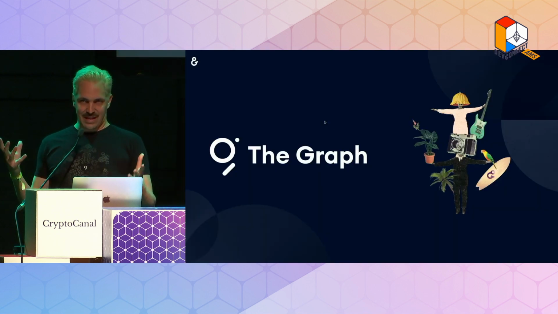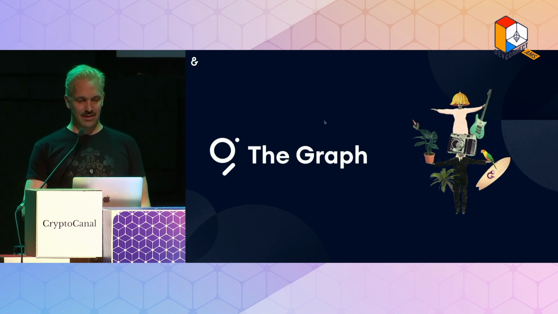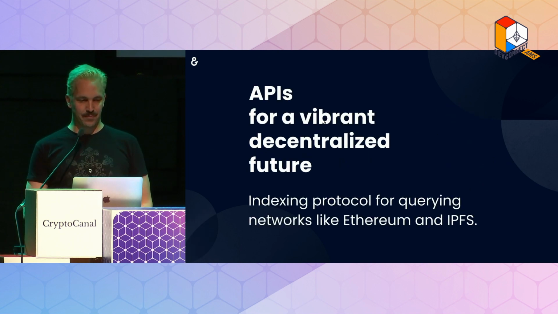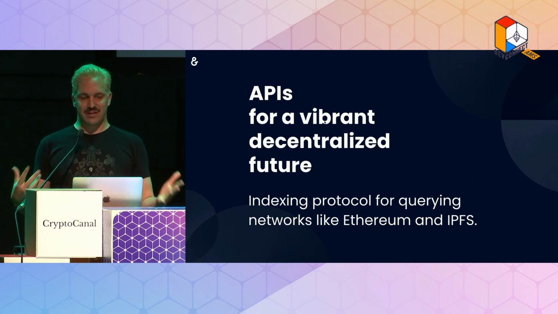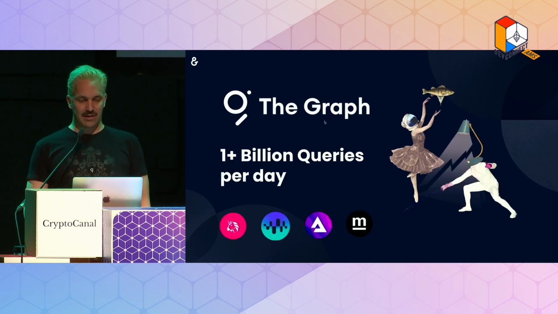So yes, now we kind of saw the problem. I already kind of said The Graph somewhere in here, so let's dive a little bit deeper. On the website, it's written like it's APIs for a vibrant, decentralized future. Like I said, it's about providing APIs for those dApps so that we have this user experience that we love and want to see, but also in a decentralized way.